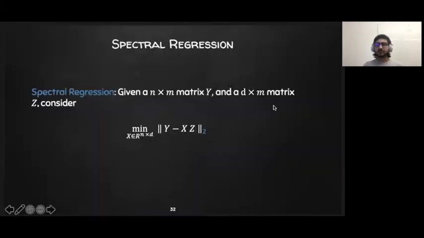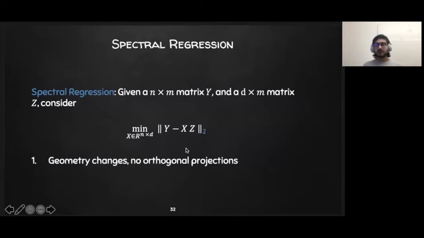Okay, now we are ready to define a variant of this problem, which we refer to as spectral regression. Here, we're again given access to matrices Y and Z, and we want to find a matrix X that now minimizes the spectral norm difference between these two quantities. Compared to the previous problem, we have simply replaced the Frobenius norm here by the spectral norm.